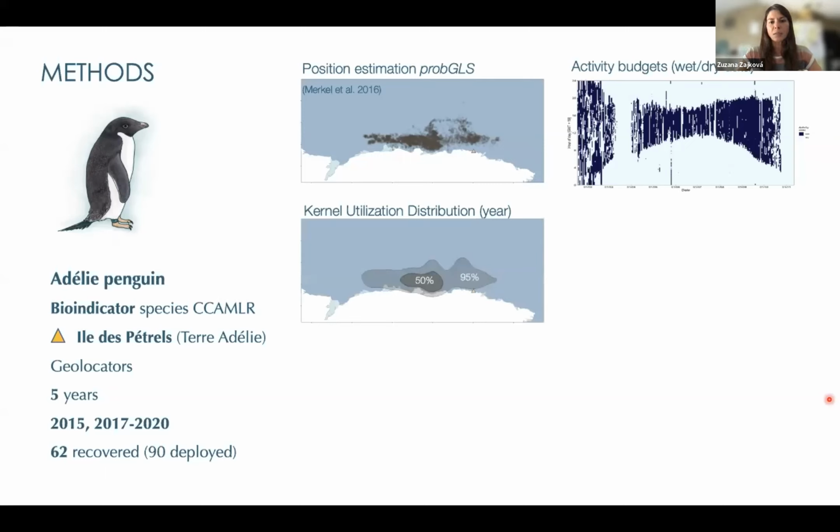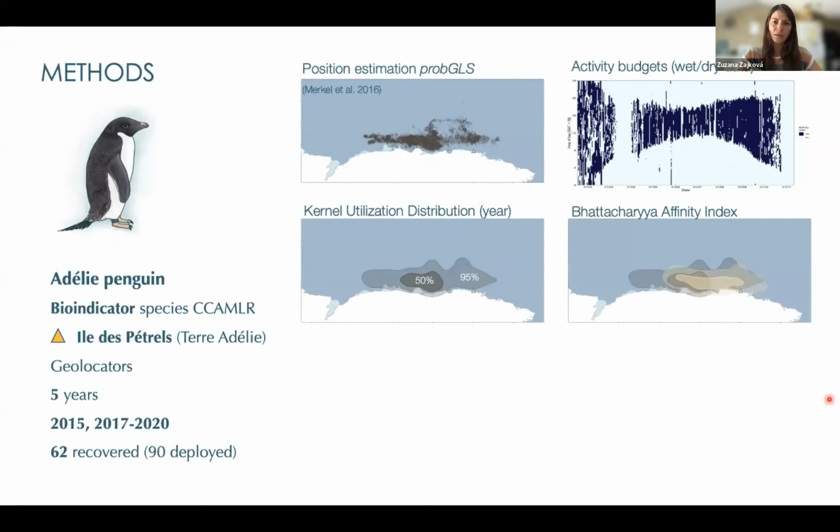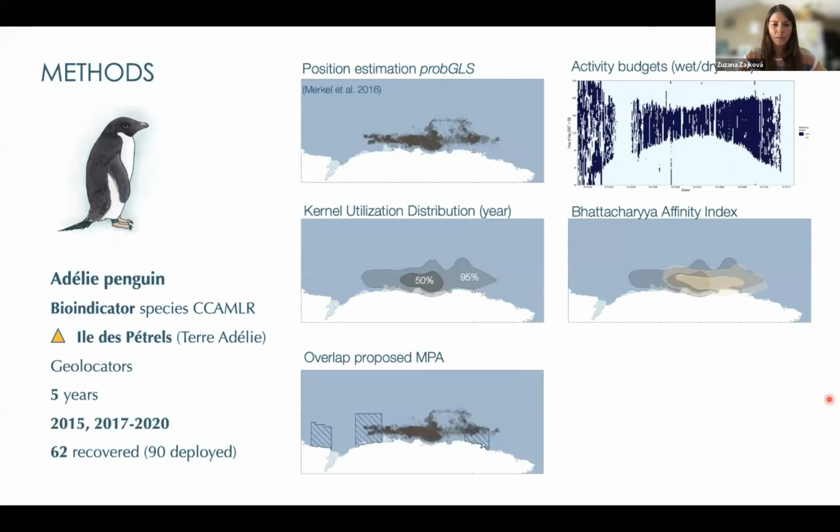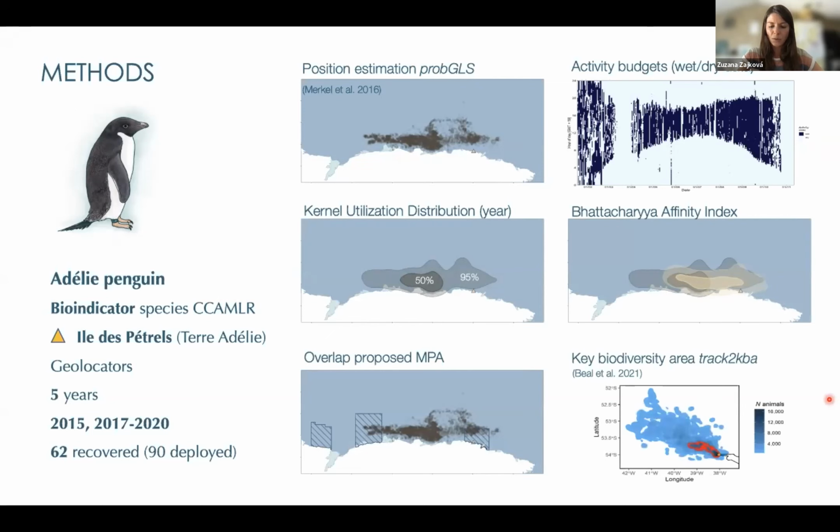We calculated kernel utilization distributions per year and used these values to infer overlap and interannual consistency in the wintering areas using the Bhattacharyya affinity index. We were also interested in quantifying the amount of time individuals spent within the boundaries of the proposed marine protected areas. And we also identified sites of potential importance for conservation through the approach developed to identify key biodiversity areas.